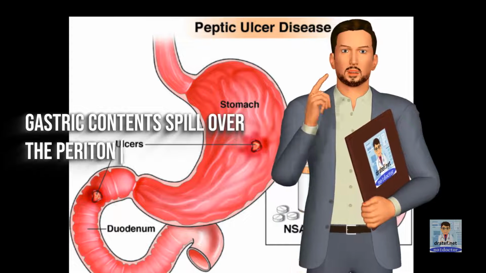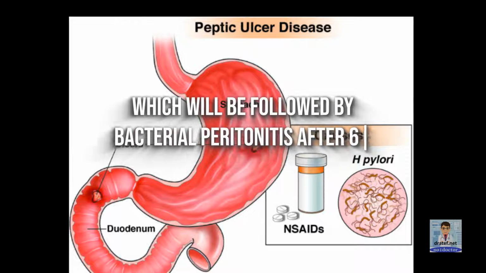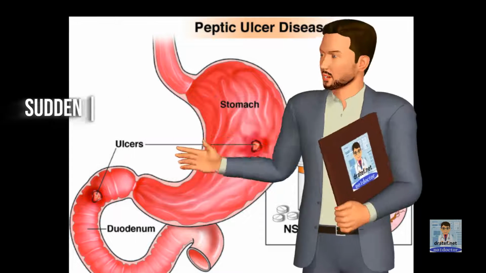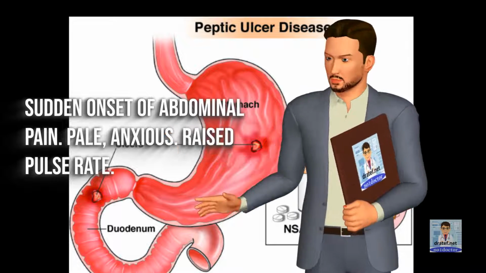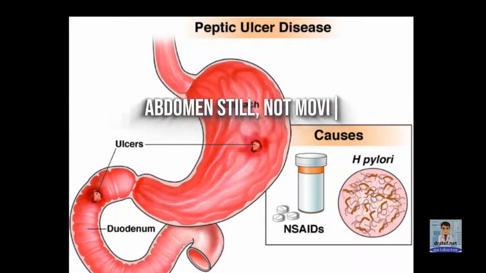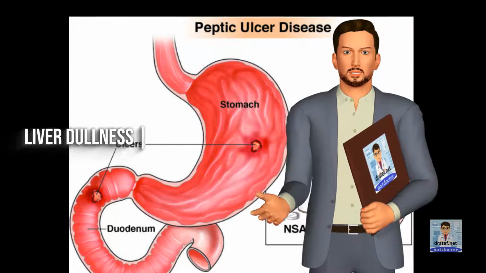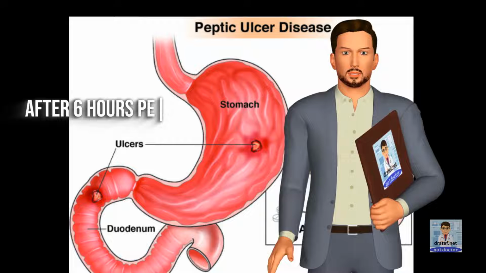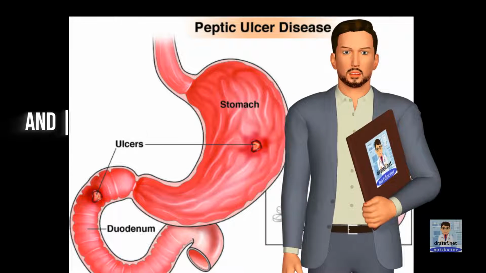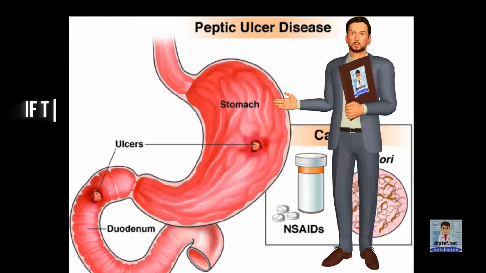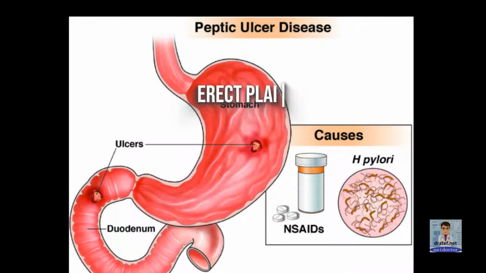Gastric contents spill over the peritoneum and bring about peritonism, which will be followed by bacterial peritonitis after 6 hours. Clinical features. Sudden onset of abdominal pain. Pale, anxious. Raised pulse rate. Abdomen rigid, not moving with respiration, tender, board-like rigidity. Liver dullness may be absent. After 6 hours, peritonitis ensues with silent abdominal distension and the patient progressively deteriorates to death. If the perforation occurs slowly, the presentation may be less dramatic.